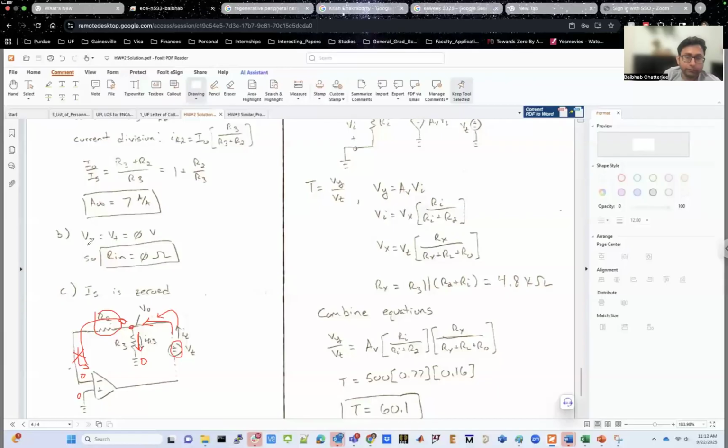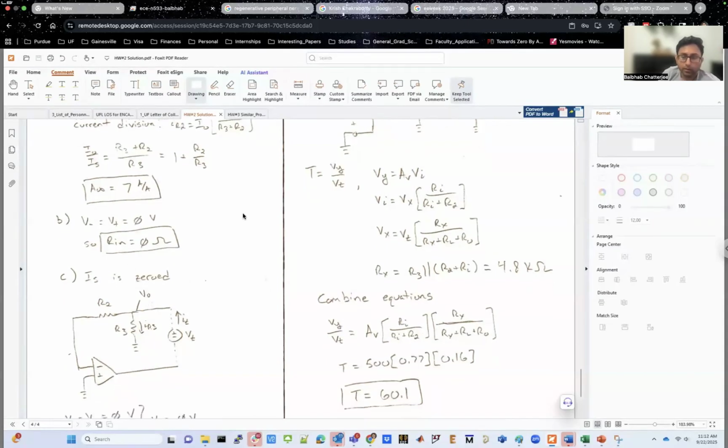And you can find out the beta and the loop gain as well as the frequency response in the same manner as you did for the other questions. All right.